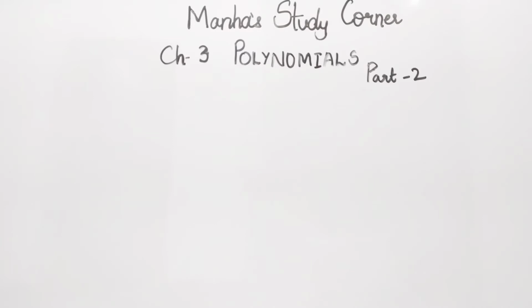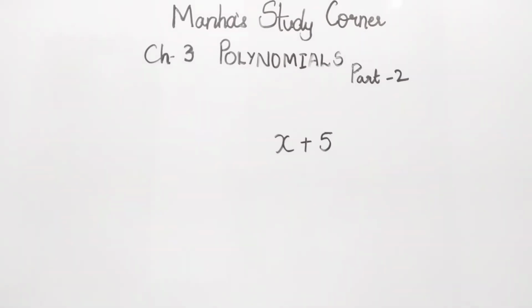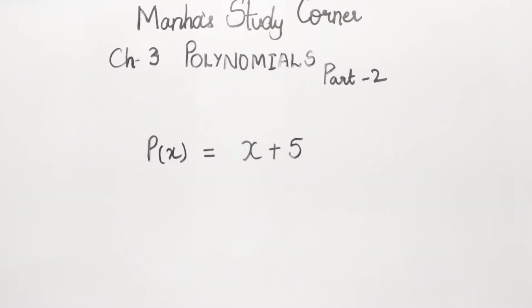Let's begin with part 2 of polynomials. Now that we understand what polynomials are, let's see if we can visualize them. Let's start with a very simple polynomial. Let's take a linear one, say x plus 5. How would this look on a graph? If I give this polynomial a name, p(x), let's say p(x) is equal to x plus 5. How would it look on a graph?